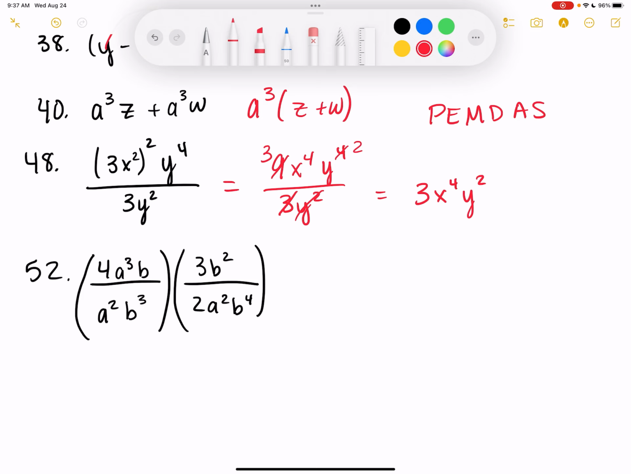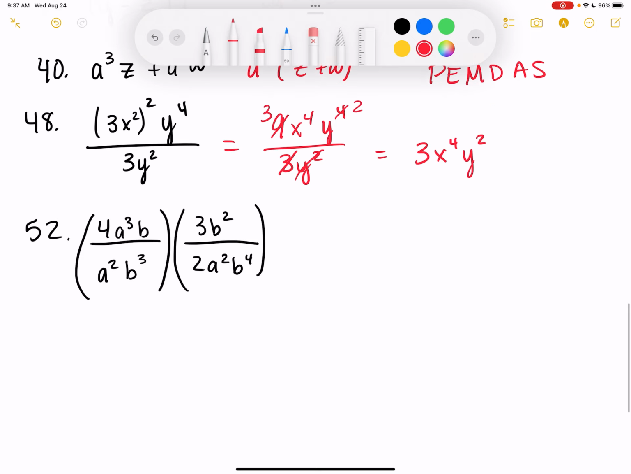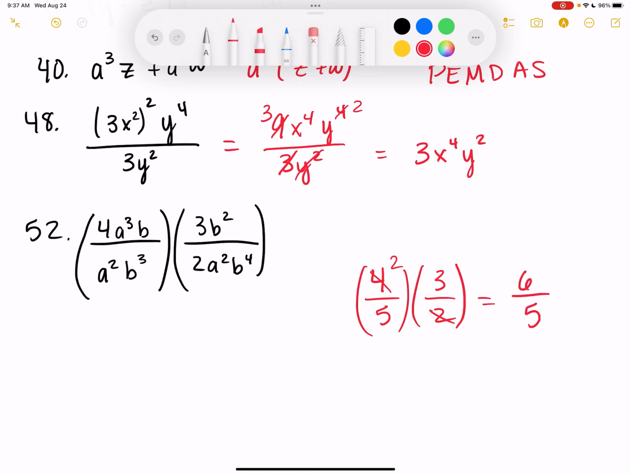What would you do if you had something like 4 over 5 times 3 over 2? What would you do there? You would multiply them by each other. You would cross out the 2. Okay, cross out the 2 would be the best thing to do first. Get a 2 there, and then you multiply the top and the bottom, and you get that.